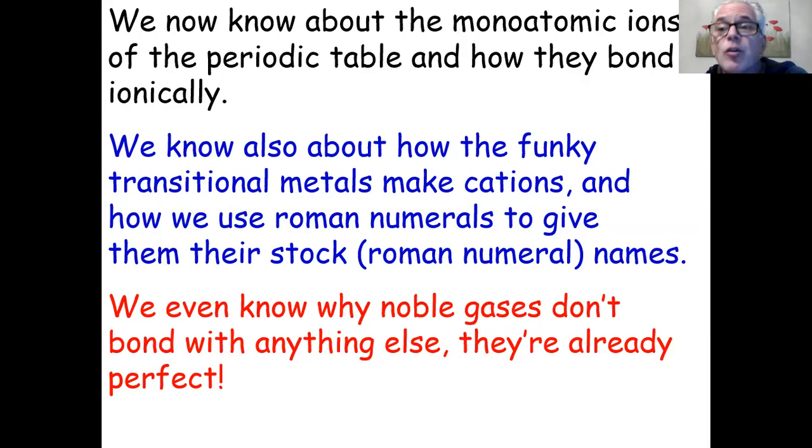And the reason is because they're already perfect. Their outer orbitals are all filled, perfect. They don't need to bond. Bonding is stable. Bonding is get stable. It's okay to be an atom, but you're more stable when you're bonded together. Unless you're a noble gas, you're already stable. You're already perfect. You don't bond.